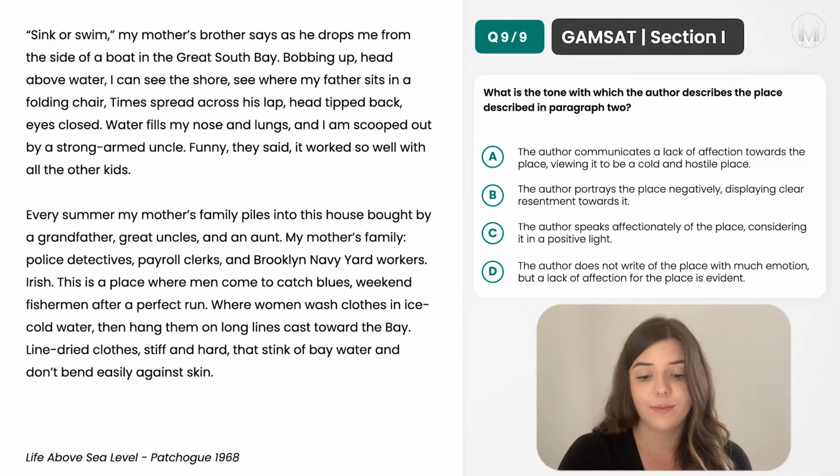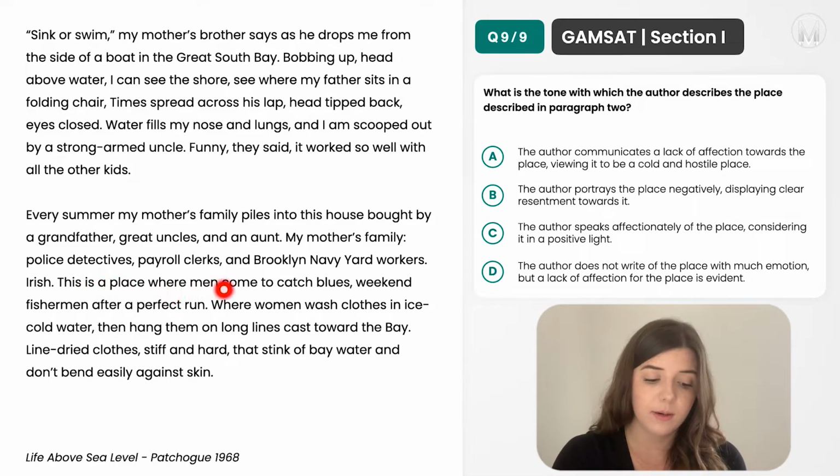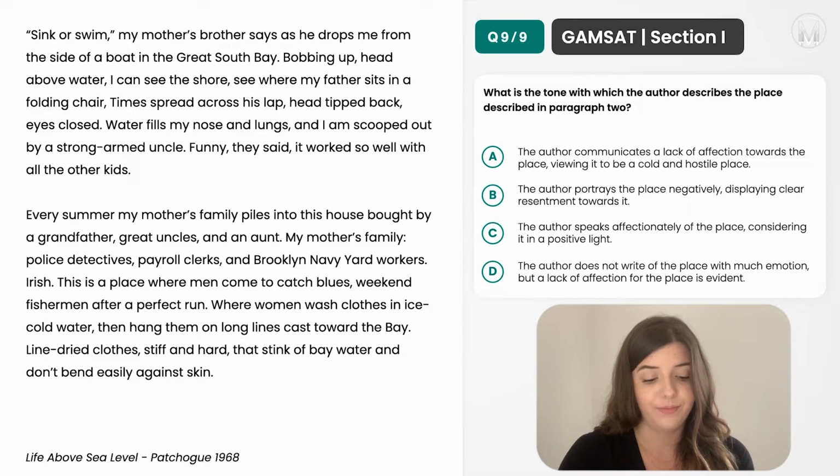So question 9. What is the tone with which the author describes the place described in paragraph 2? So again, we know that we're going to be focusing on paragraph 2 here for the answer. And we see that he describes the place he's at. So this is a place where men come to catch blues, weekend fishermen after a perfect run, where women wash clothes in ice-cold water, then hang them on lines cast toward the bay. Line-dried clothes, stiff and hard, that stink of bay water and don't bend easily against the skin. So it's not the most positive light, I think we can all agree.